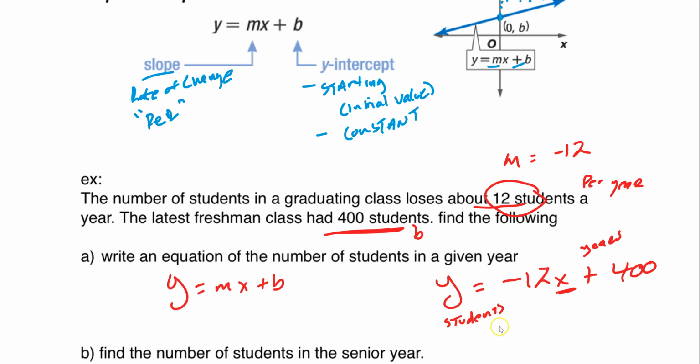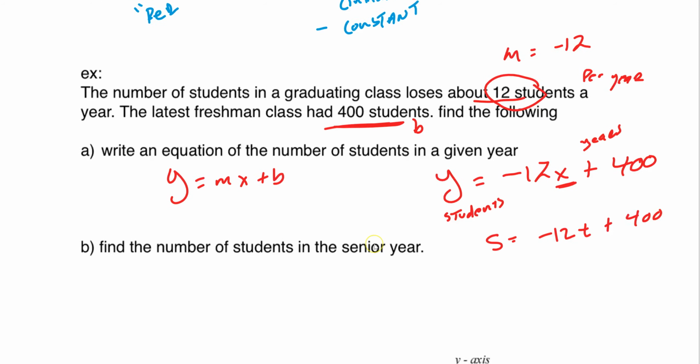Now if you want, you could get more fancy. You can make that be s. You could change the variables around, like the year, so let this be like time. But it all means the same thing, right? This would also work, where t is time and s is students. However you want to use it.